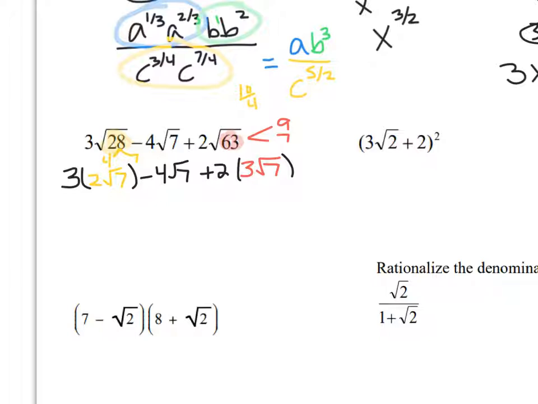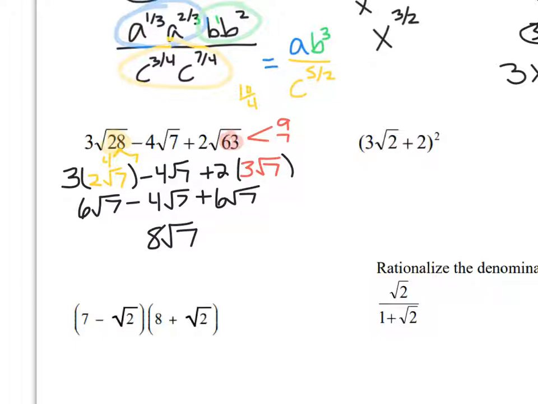So I'm going to simplify my coefficients first. 6 square root 7 minus 4 square root 7 plus 6 square root 7. So 6 minus 4 is 2, plus 6 is 8, square roots of 7.